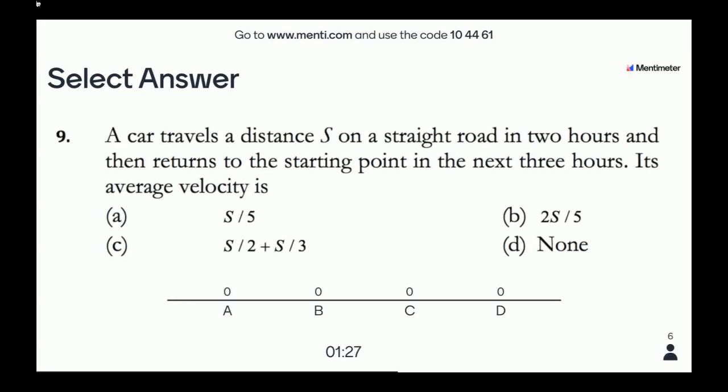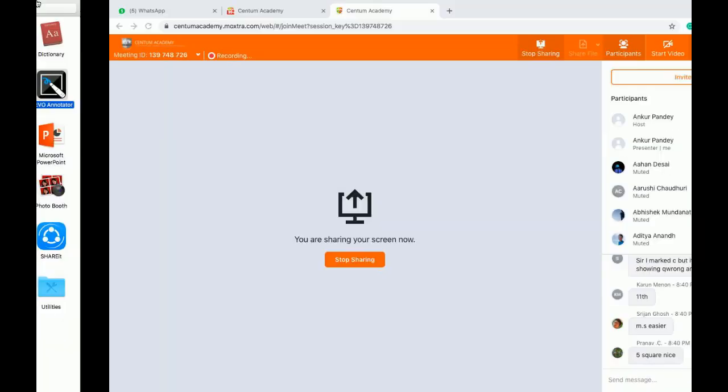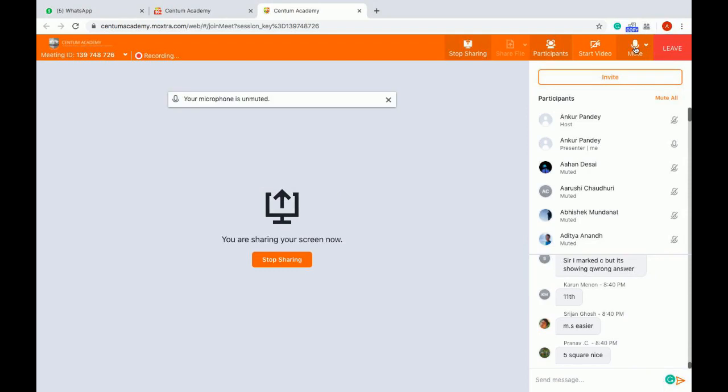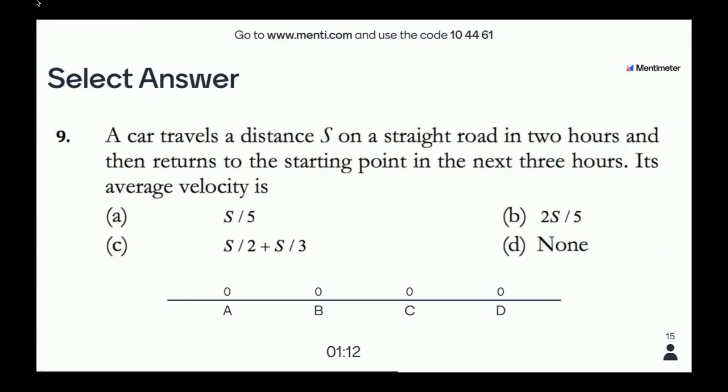The car traveled the distance of S on a straight road in 2 hours and then returned to the starting point in 3 hours. Read the words precisely, you will get the answer. Reading the question carefully is giving you an easy answer. What is being asked? Average velocity. So you will have to look for distance traveled or displacement.